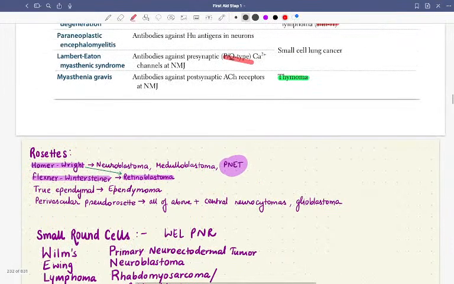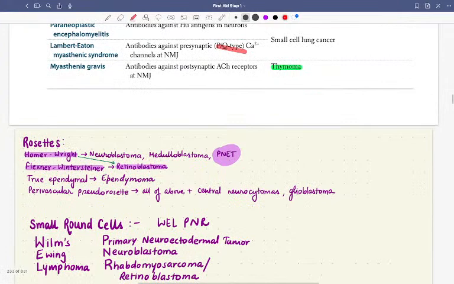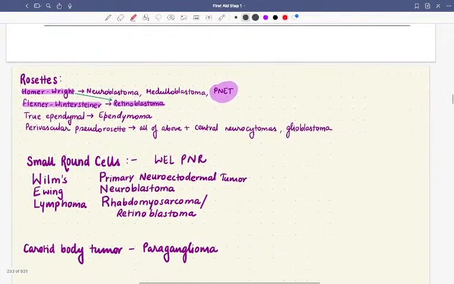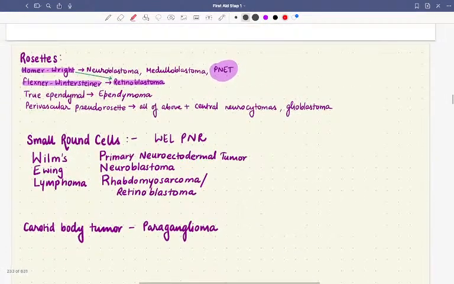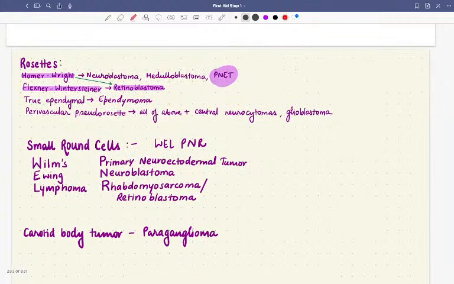Very, very important. X-ray question: thymoma. Next are the rosettes. Just remember this. Homer Wright is neuroblastoma, medulloblastoma, PNET. Flexner-Wintersteiner is retinoblastoma, while Homer Wright rosettes are neuroblastoma. Neuroblastoma is what we differentiate from Wilms tumor. Medulloblastoma, PNET. True ependymal rosettes are ependymoma.